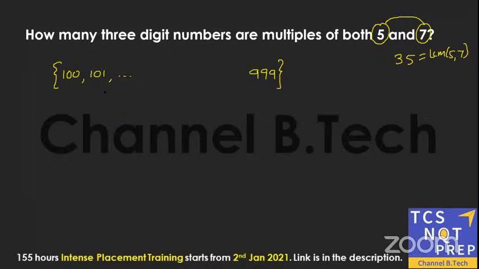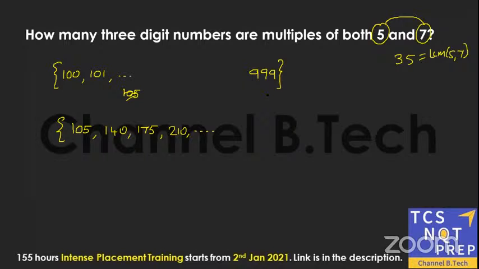Now, in this range, we have to find out what is the first number that is divisible by 35. 105, right? 105 divided by 35 is 3. So 3 times 35 is 105. So in our actual series, 105 will be the first number, 140 will be the second number, 175, 210. It will go on like this.